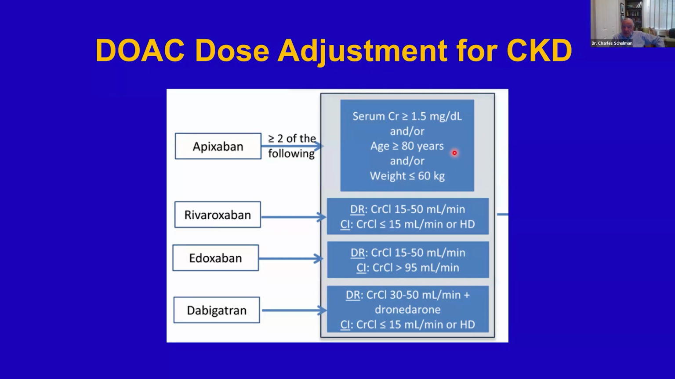If you have a patient over the age of 80 whose serum creatinine is 1.5 or greater, reduce the dose to 2.5 milligrams twice a day instead of 5 milligrams twice a day. Or if the patient is very slight and weighs less than 60 kilograms. But if that's not the case, use full dose apixaban. So somebody who's over the age of 80 whose creatinine is 1.2, 1.3, use full dose anticoagulation.